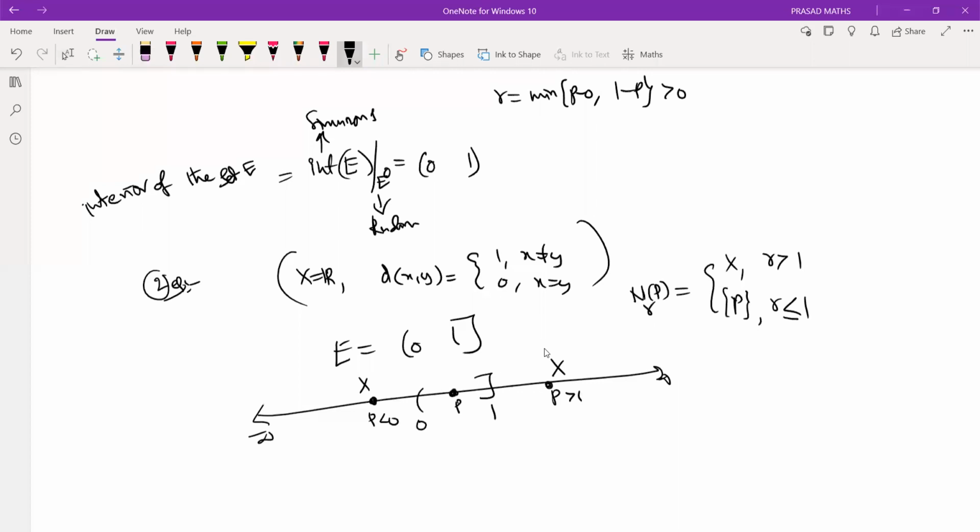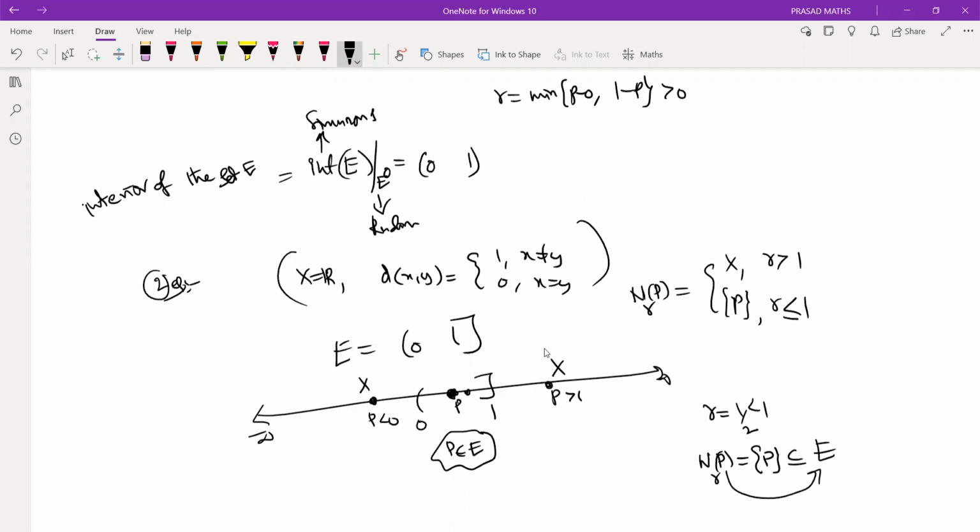So I'm working with P, and I'm going to check whether P is an interior point of the set or not. I can choose a very teeny radius, 1 by 2. This is less than 1, therefore the neighborhood of P with radius R is nothing but the singleton P. P is an element of E. We have taken an element which is in E. Therefore, singleton P is always a subset of E. Therefore, I found a neighborhood which is inside E. Therefore, P is an interior point.